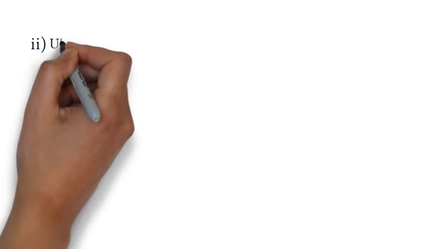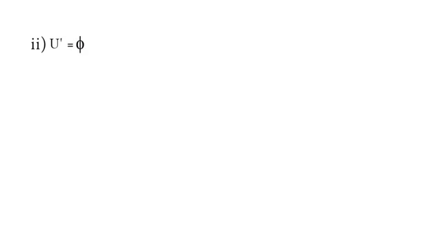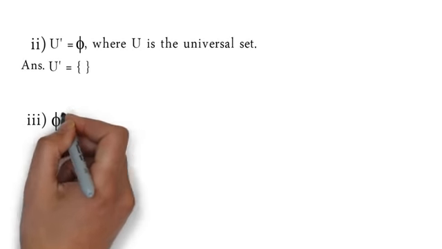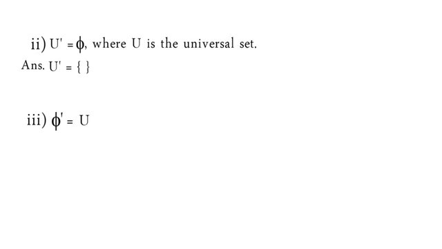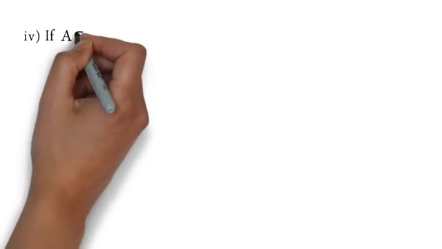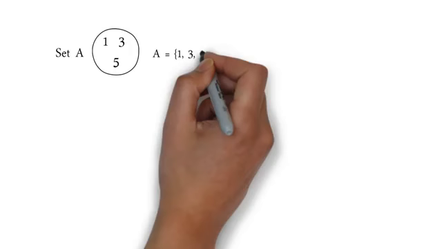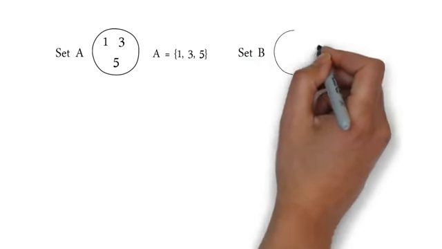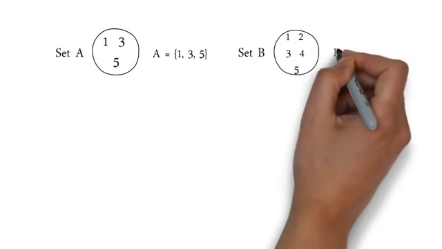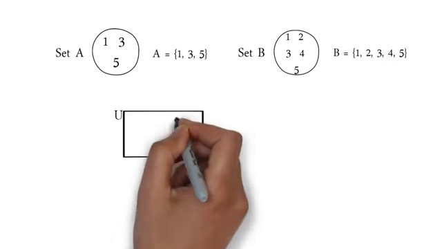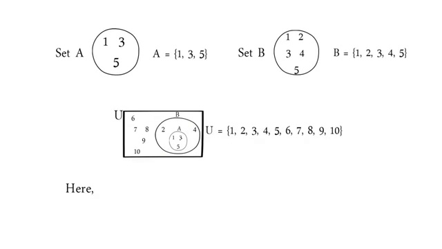Second, complement of universal set is equal to null set. Third, complement of null set is equal to universal set. Fourth, if A is a subset of B, then complement of B is a subset of complement of A. Set A contains the elements 1, 3 and 5. Set B contains the elements 1, 2, 3, 4 and 5. Universal set contains all elements of A and B.